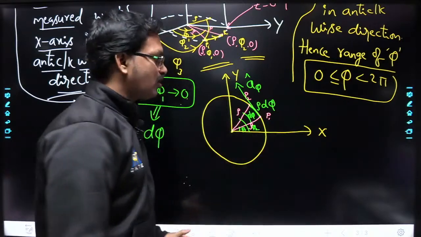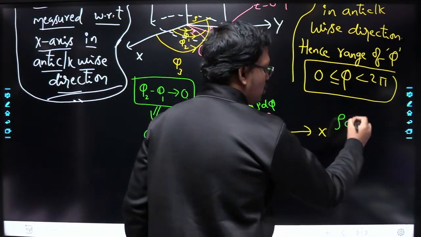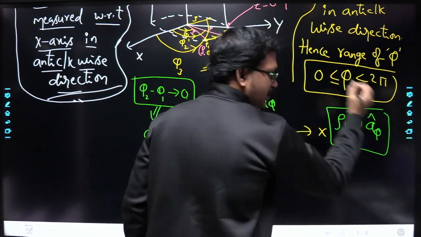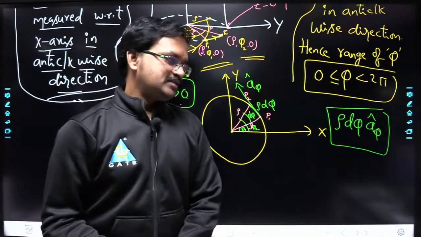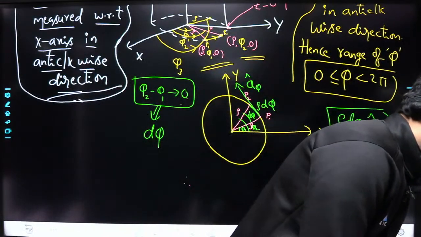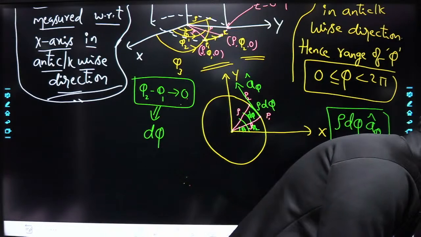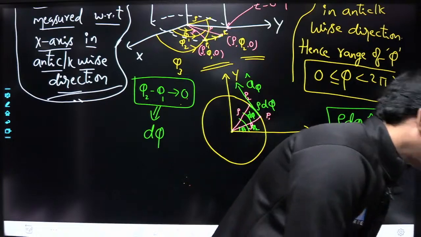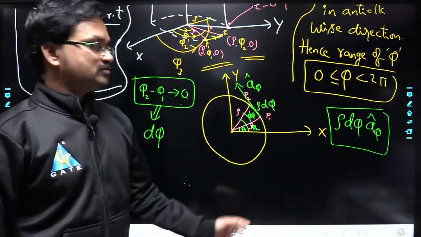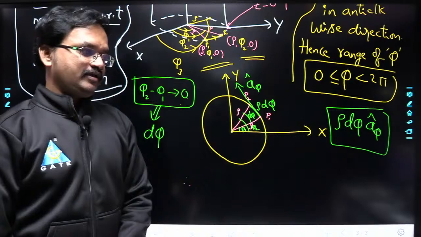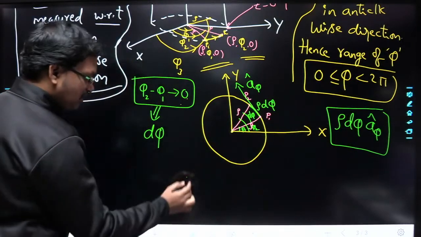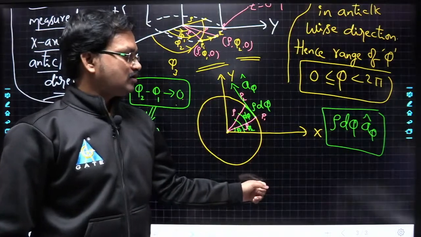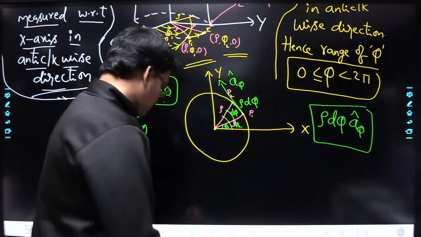So what is the differential arc length along phi? That is nothing but rho d phi A phi cap. Understood? Is it clear here? So this is the differential arc length along phi.